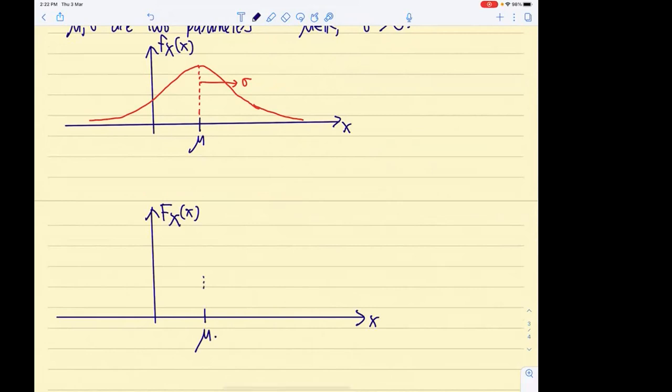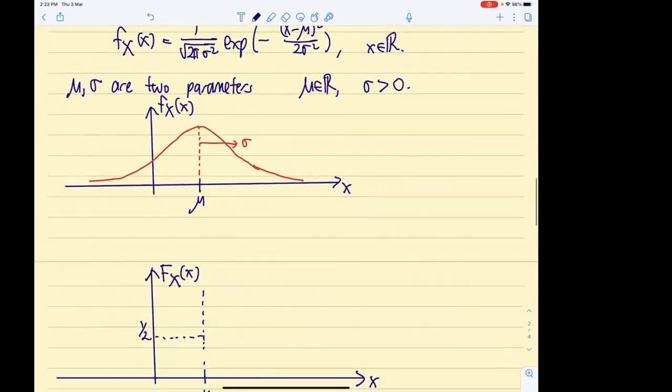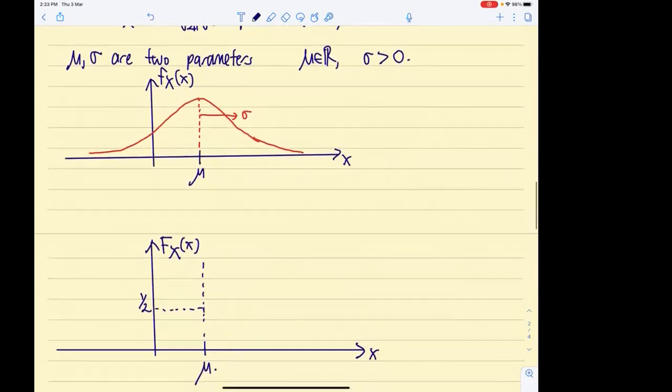And what's happening here? Let me just draw this. At mu itself, you will pass by half. Is that true or not? If you look at the CDF, you're basically integrating from the left-hand side. Remember that the CDF, F_X(x), you take the integral from the left-hand side of f_X(u) du for a continuous random variable.